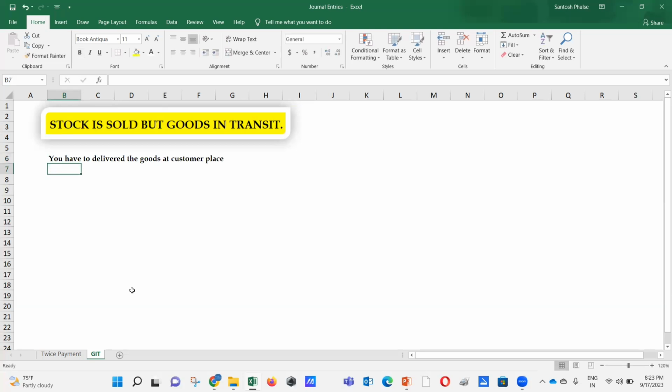And the ownership risk is going to be transferred. So in that scenario, you don't have the right to recognize the revenue. No revenue in our books. So we are not going to recognize the revenue in our books.